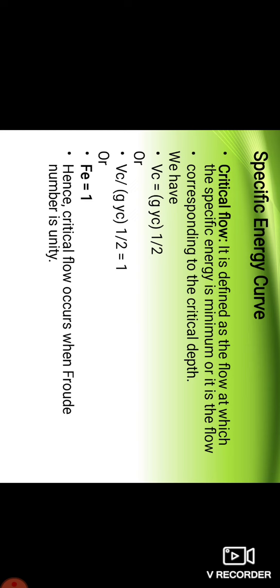It is given by the equation Vc is equal to (g Yc) to the power of half, that is, Froude's number is equal to 1. When Froude's number is equal to 1, it is called critical flow. Critical depth, critical velocity, critical flow.